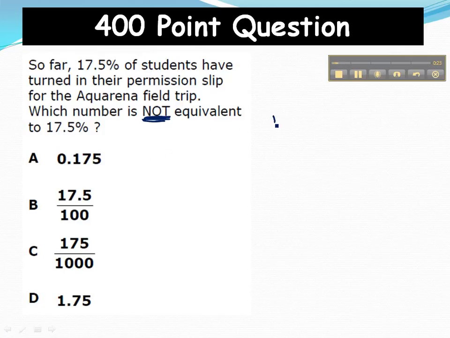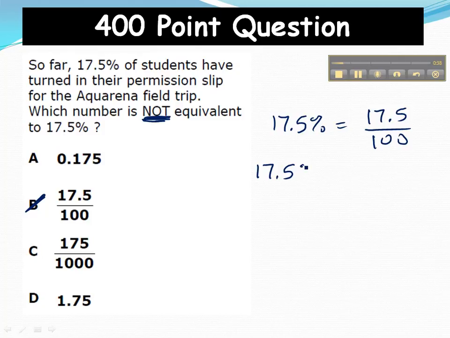So first, 17.5%, that means per 100. So that's 17.5 over 100. And that lets us rule out answer choice B right away. Also, we know that 17.5%, we can make it a decimal by moving the decimal place 2 places to the left. So 17.5% is the same as 175 thousandths, which rules out answer choice A.